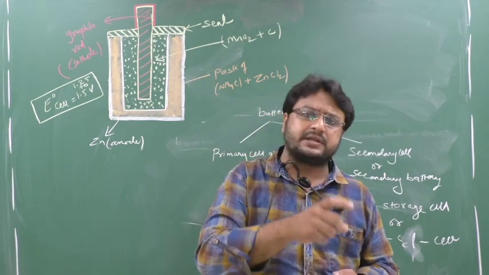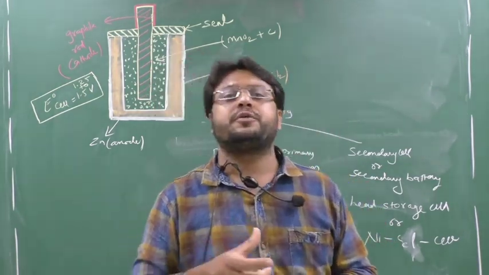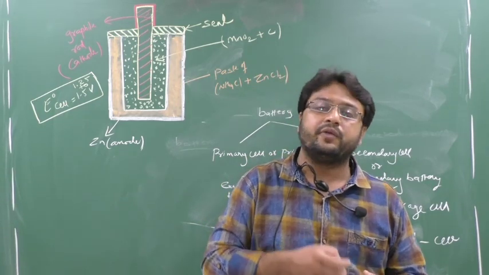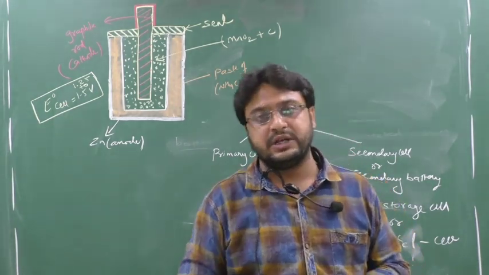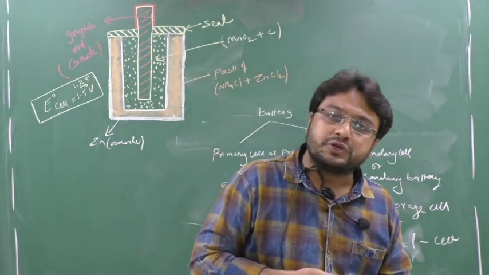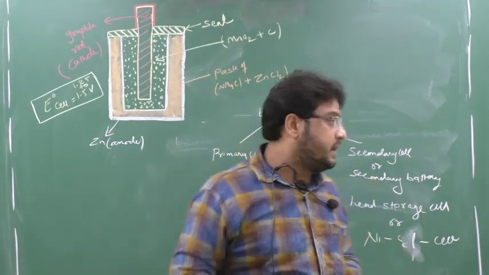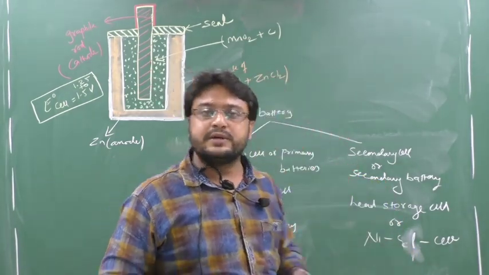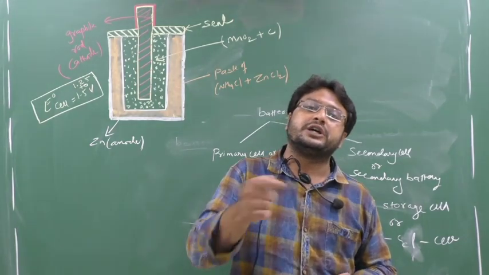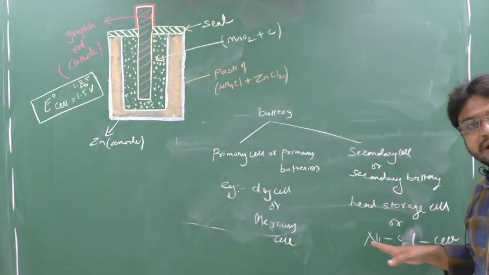The best, very common example nowadays is your mobile phone battery. When your mobile phone battery gets drained, you put it on charging and sleep. The whole night the mobile battery gets charged, and in the morning you can use the mobile. That battery comes under what? Secondary cell. Because once your battery is over, you can recharge it through your charger. So that type of battery comes under a secondary cell.